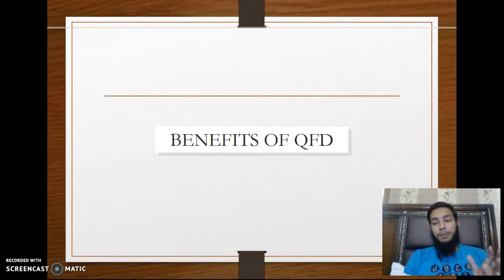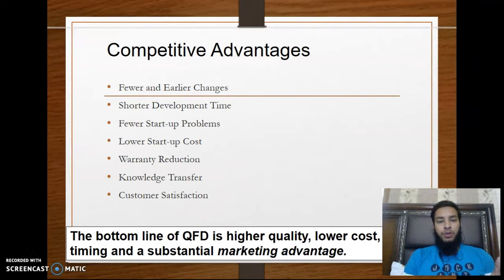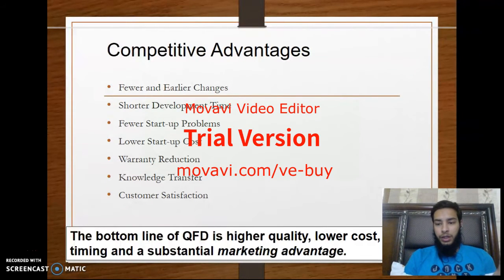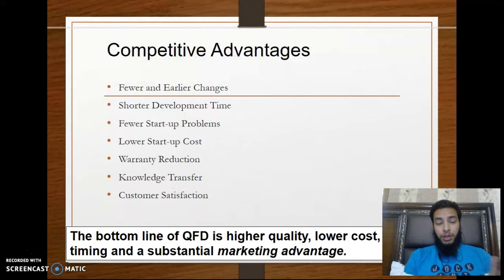So what are the actual benefits of QFD? So it leads to fewer and earlier changes, there is shorter development time, there are fewer startup problems, there are lower startup costs, there is warranty reduction, there is high knowledge transfer, and a high customer satisfaction ratio.